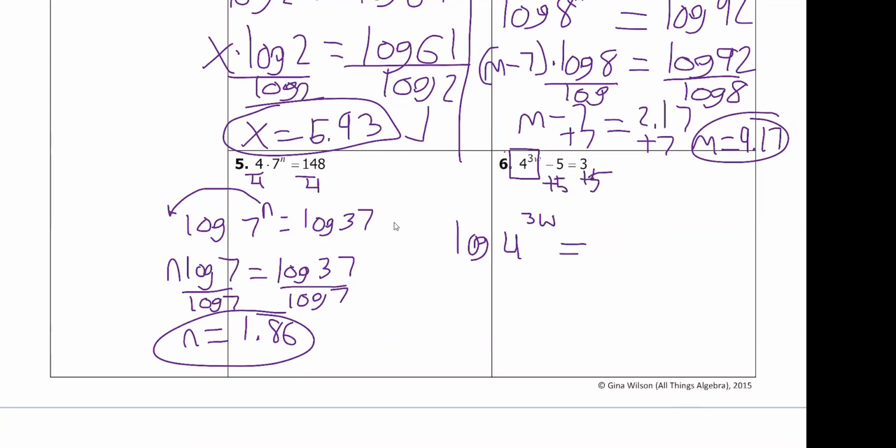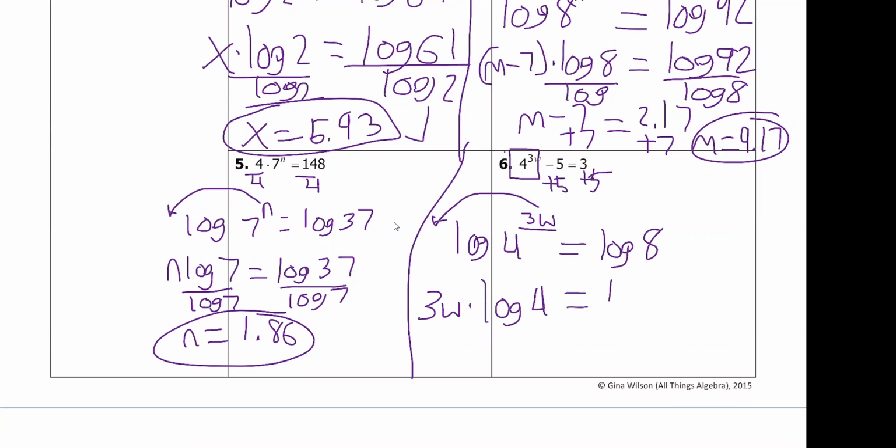Usually I just kind of write it, like try and squeeze it in, but that'd be log of 8 then on that side. So once you get to this part here, remember one of our rules, I call it the power rule, when you have an exponent with a log, remember you can pull that to be in front of your logarithm. So that 3w would be in front times your log of 4 equals log of 8.